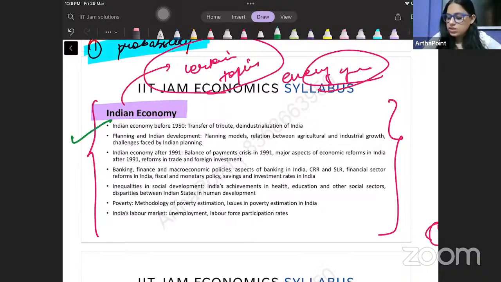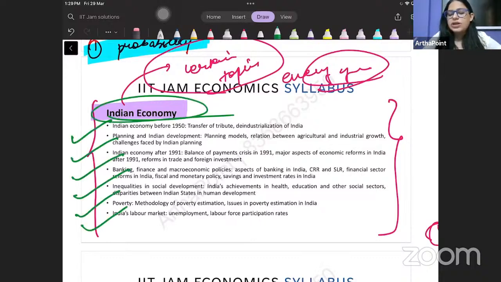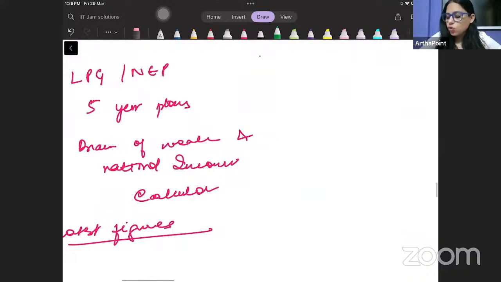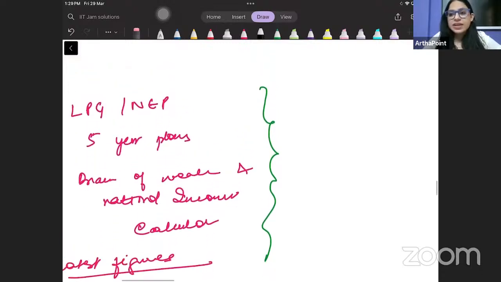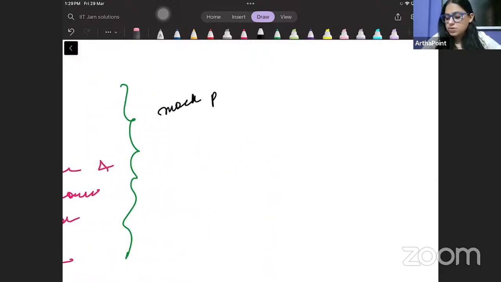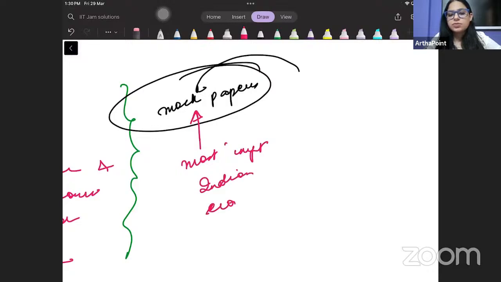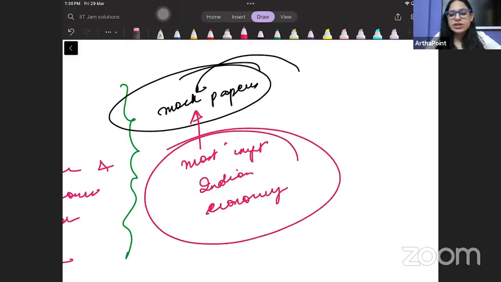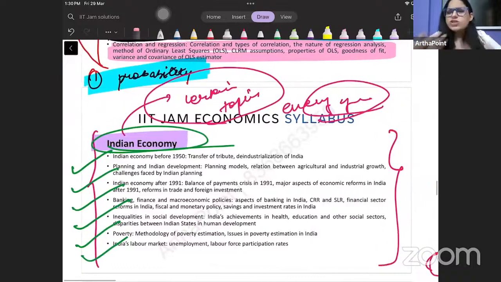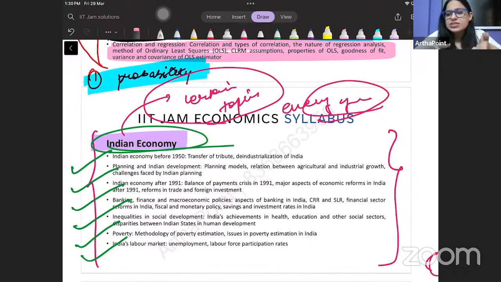Okay, so all these topics would be covered under your Indian economy part. One thing I want to highlight here: I will talk about this in a while also, but at the end, when we will be doing mock papers, if you do these mock papers thoroughly, you will realize that most of the important Indian economy questions would be covered from there. Everything important in Indian economy will be covered as part of your mock papers also, which we will be taking again. I will be talking about that in some time.